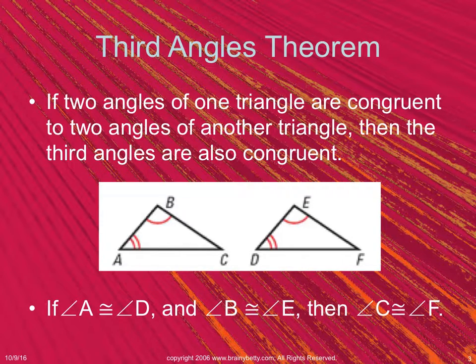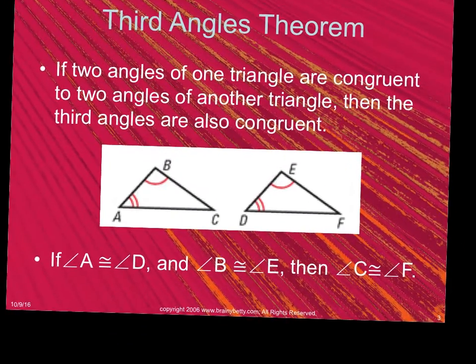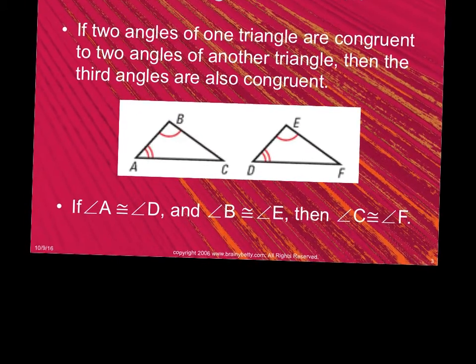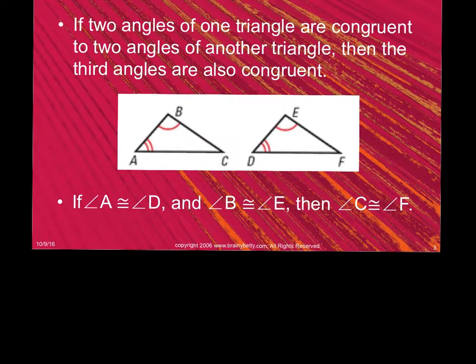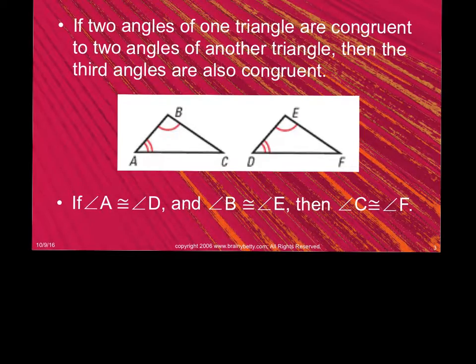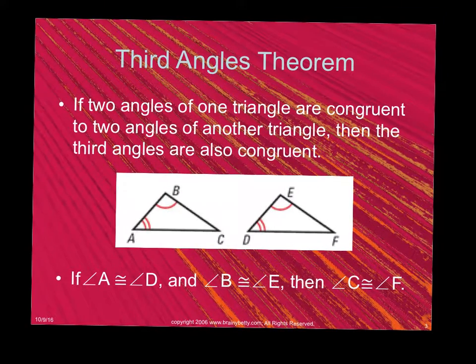But this is a shorter way to do it, and if you don't have values, this is the only way you can do it. So if 2 angles of one triangle are congruent to 2 angles of another triangle, then the third angles are also congruent. So in this case, if you were given A is congruent to D and B was congruent to E, then you can state C is congruent to F, and your reason is third angles theorem. And you can shorten it. You can write third angles theorem.